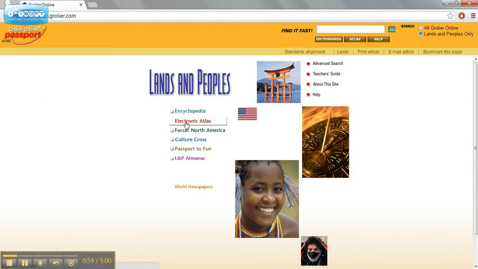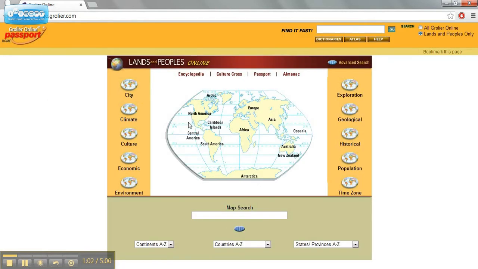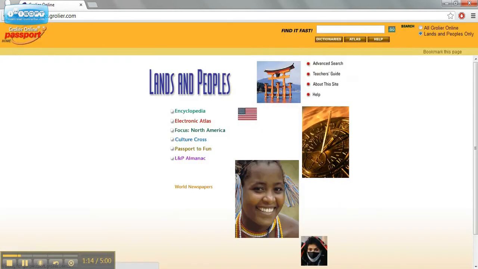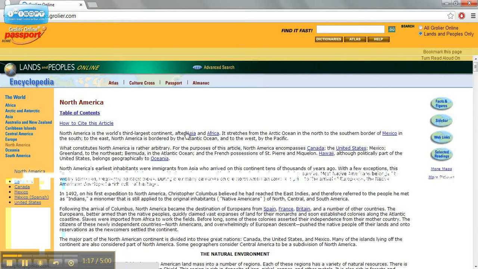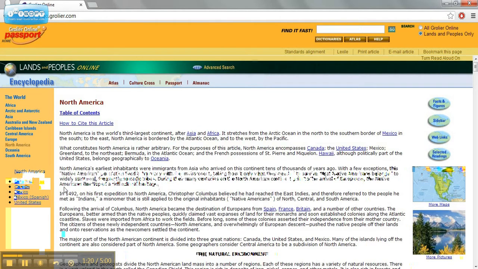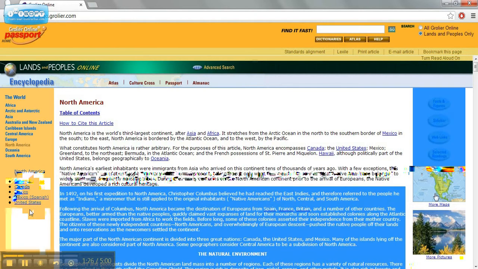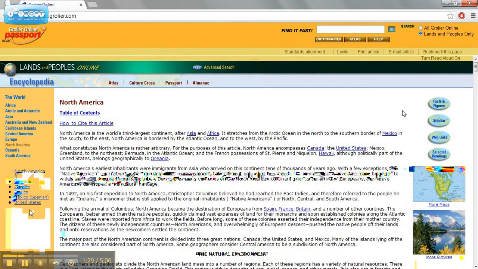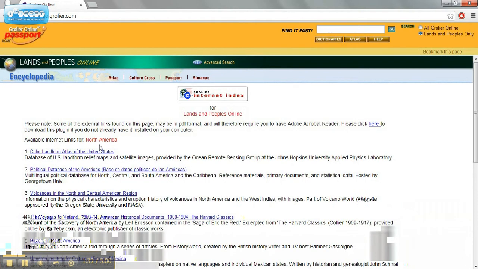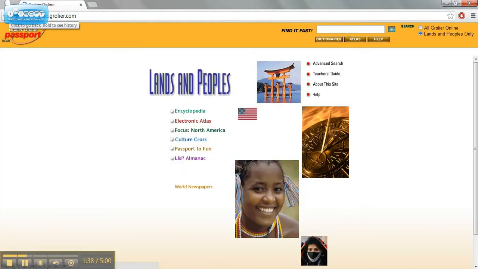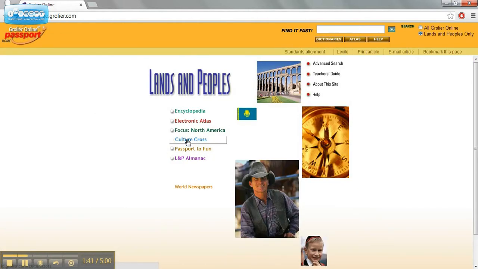The electronic atlas provides different information. You can search the map and find all kinds of information about different places in the world. The focus on North America, again, just breaks down North America if you want to find out about specific places here, and click. It also provides web links about North America, so there's a lot of information there. This could be a great resource if students are doing country reports, city reports, or state reports.